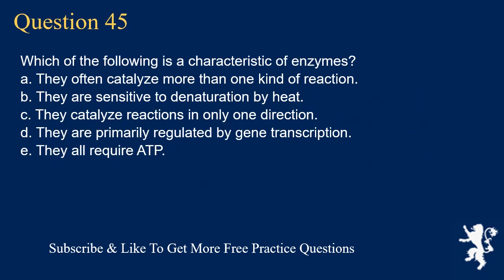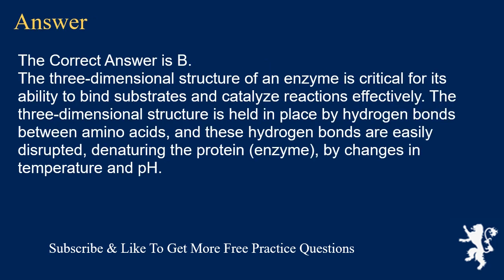Question 45. Which of the following is a characteristic of enzymes? A. They often catalyze more than one kind of reaction. B. They are sensitive to denaturation by heat. C. They catalyze reactions in only one direction. D. They are primarily regulated by gene transcription. E. They all require ATP. The correct answer is B. The three-dimensional structure of an enzyme is critical for its ability to bind substrates and catalyze reactions effectively. The three-dimensional structure is held in place by hydrogen bonds between amino acids, and these hydrogen bonds are easily disrupted, denaturing the protein, enzyme, by changes in temperature and pH.